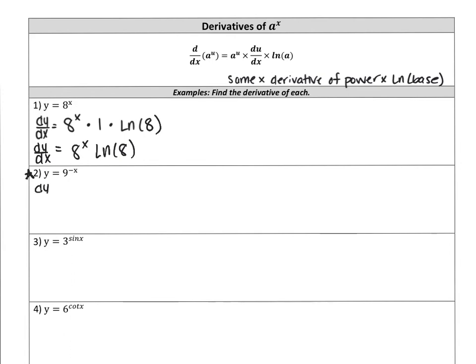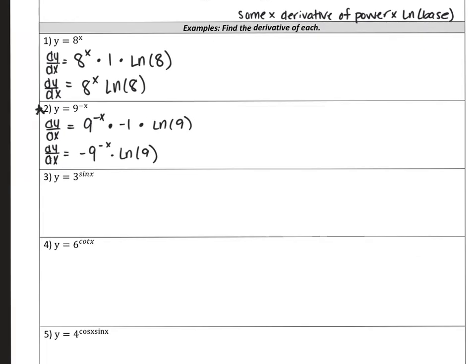Okay, so derivative, dy over dx, is the same, 9 to the negative x, times the derivative of the power, which is negative 1, times ln of the base, which is 9. So if I wanted to make this as simple as possible, I could write it as dy over dx equals negative 9 to the negative x times ln of 9. Perfect. Okay, how about number 3?